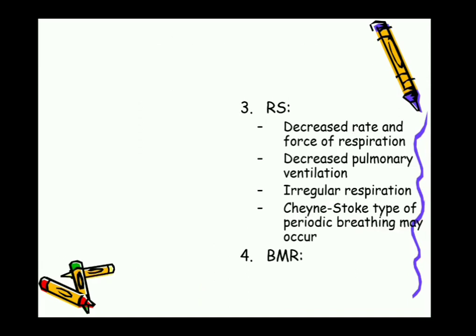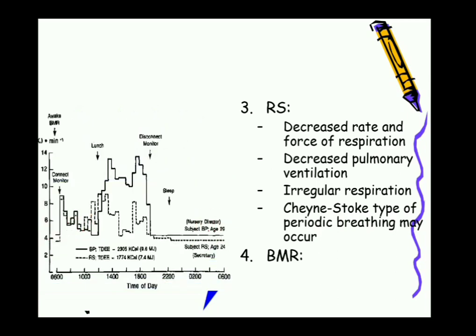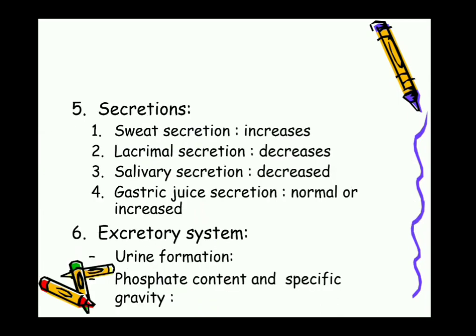Respiratory system. Rate and force of respiration decrease. Pulmonary ventilation also decreases. The respiration becomes irregular, and Cheyne-Stokes type of periodic breathing may occur. Basal metabolic rate is also reduced by about 10 to 15% during sleep. Secretions. Sweat secretion increases, whereas lacrimal and salivary secretion decreases, and gastric juice secretion may remain normal or increased.